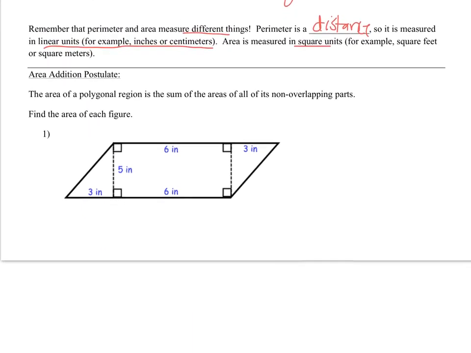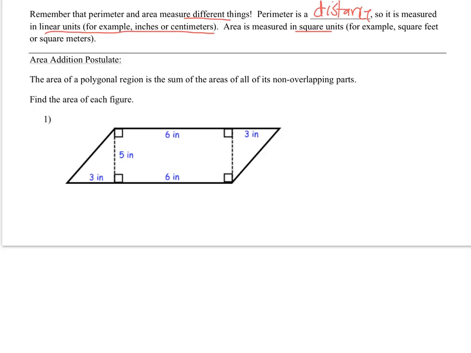Area addition postulate, the next postulate, still on the top of page 323. The area of a polygonal region is the sum of the areas of its non-overlapping parts. So we already did that in the warm-up exercise, but now we're going to do it in this figure. We can divide this figure up into 3 different figures. We've got a triangle, we've got a rectangle, and another triangle.